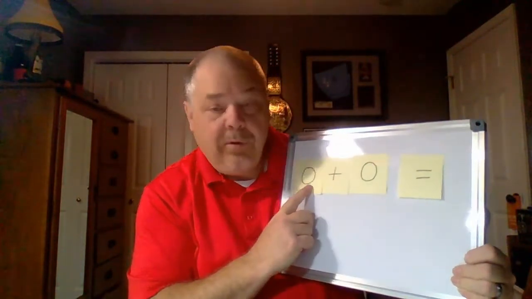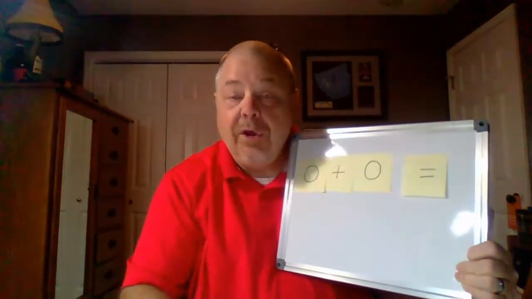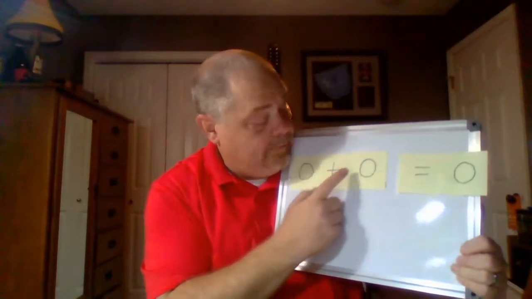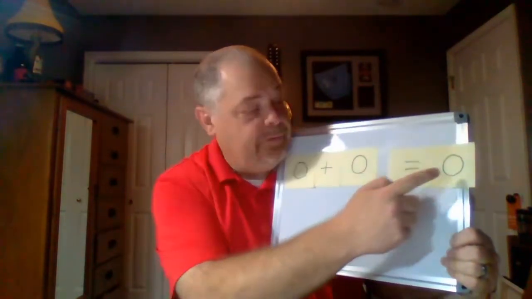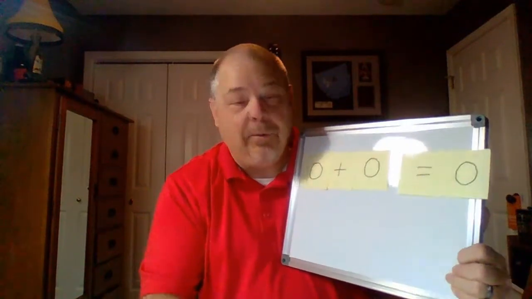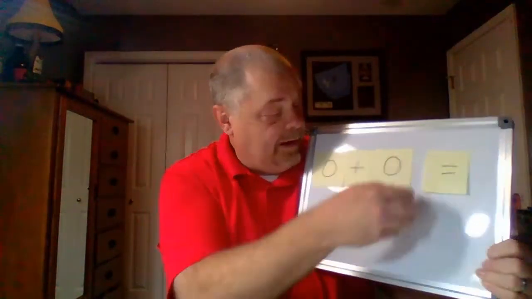We've got 0 plus 0 equals, you're right. You are correct. It's 0. So we know that 0 plus 0 equals 0. That's kind of a real easy one to get us started this morning. And that's okay. It's all right to start with the easy ones, and that's what we're going to do.